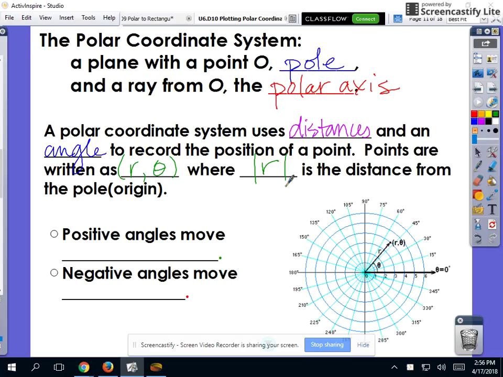Now for angles, a positive angle is always going counterclockwise, and a negative angle is always going clockwise. Great. As you can see, this would be your polar axis. And this is your pole, and this is your point.